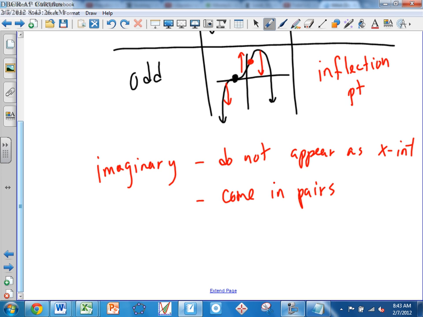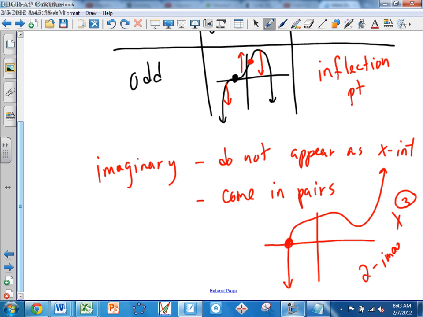Now, if you want to draw a quick image of what that would look like, this graph here would have one root, and then it might have two more imaginary roots. So we'll say this is like x to the third. There's one root, like negative 3. Well, where are the other two roots? They're all somewhere up here floating around. They're imaginary. Because this is x to the third, the other two roots are imaginary. So here we have two imaginary.